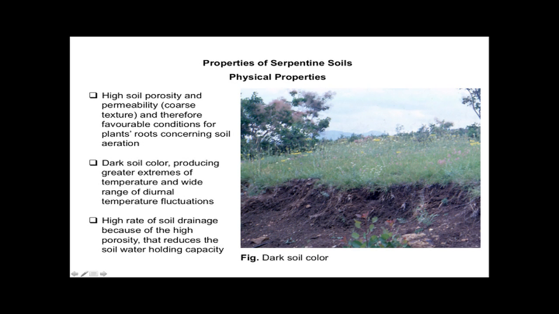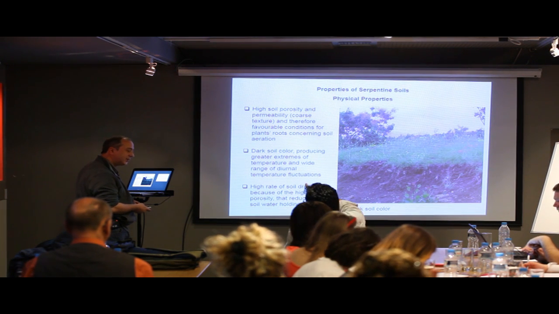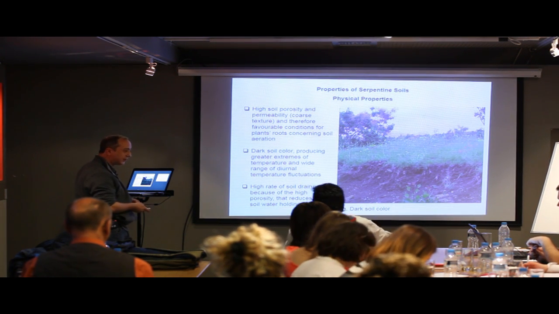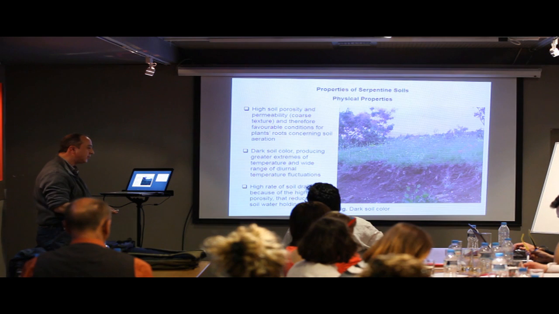Another, and most important, characteristic of these soils is the high rate of soil drainage. Generally, these soils have a very coarse texture and high porosity, and this high rate of drainage reduces the soil water holding capacity. These soils, in general, suffer from drought. So this is a very important characteristic. However, probably this is also related to the low productivity of the soils. Yes, there is a cycle, actually, because we have low input of organic matter in the soil, so they have even less water holding capacity.